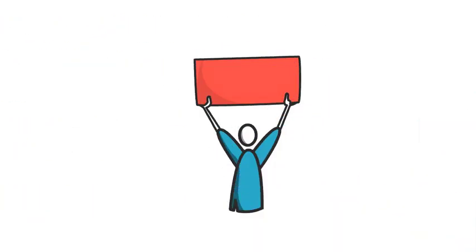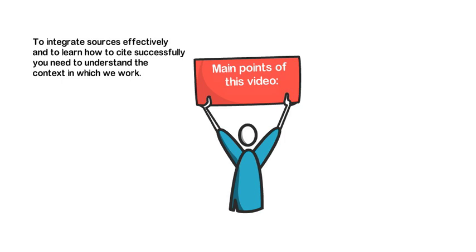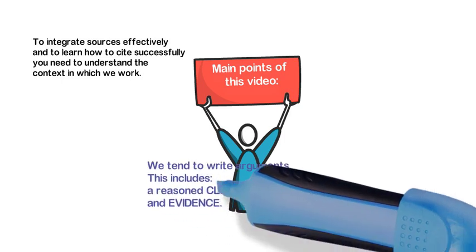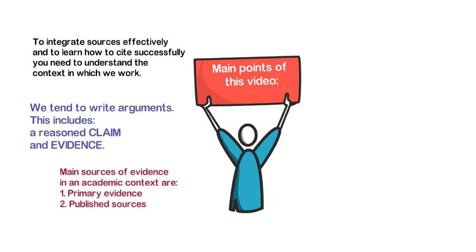What I really wanted to get across in this video is that to understand how to use sources effectively, we really need to understand the kinds of things that are often not spoken about in academic contexts. We tend to write arguments, and arguments include a claim and evidence. The main sources of evidence in academic contexts are primary sources and published sources. Published sources count as evidence. This is why referencing is so important. This is why the conventions and formatting of referencing are so important.